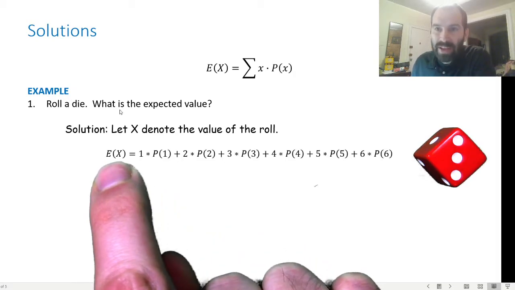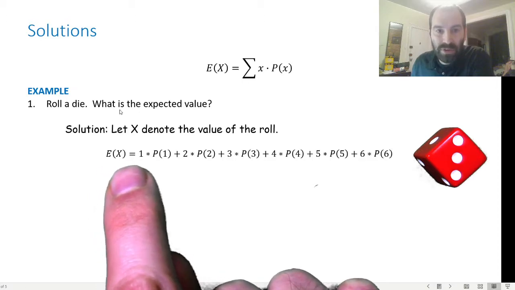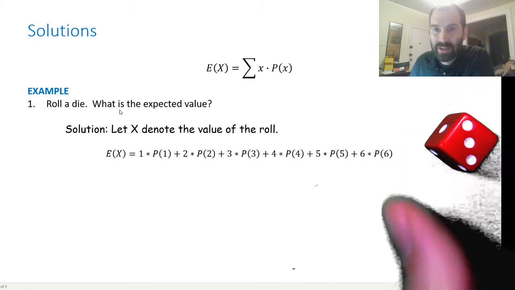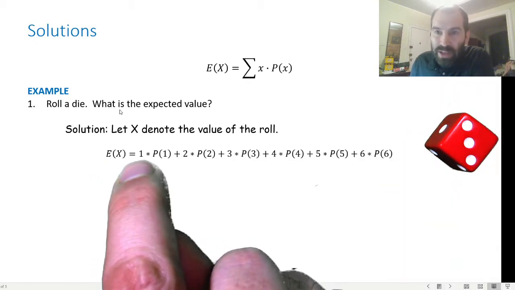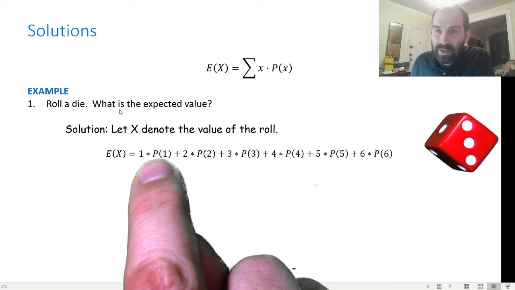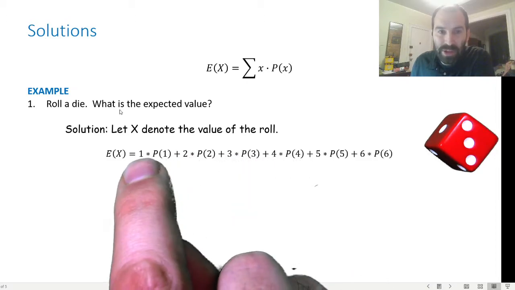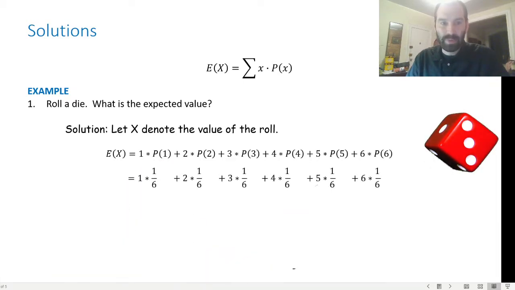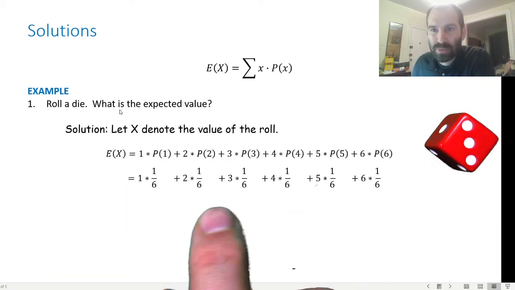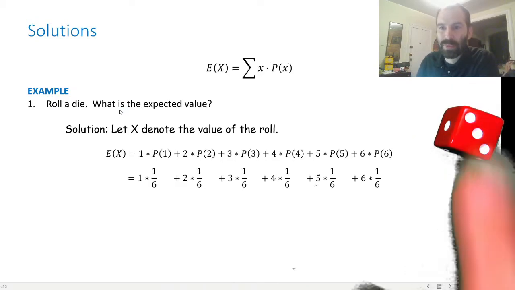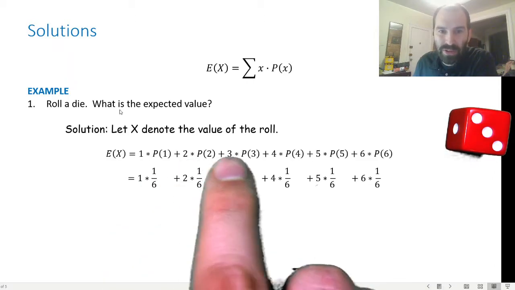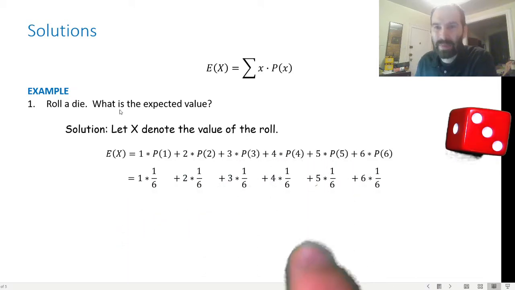The expected value of x is each of its outcomes. Its outcomes are the numbers 1, 2, 3, 4, 5, or 6. Those are the numbers I can get here. And I multiply each one times the probability of getting that outcome. That's what I've done here. Now, what are those probabilities? If you remember from the last video, or just by knowing how to compute probabilities from equally likely outcomes, each probability is 1/6 in this case. So I'm just multiplying each one of these numbers by 1/6 and adding them up.